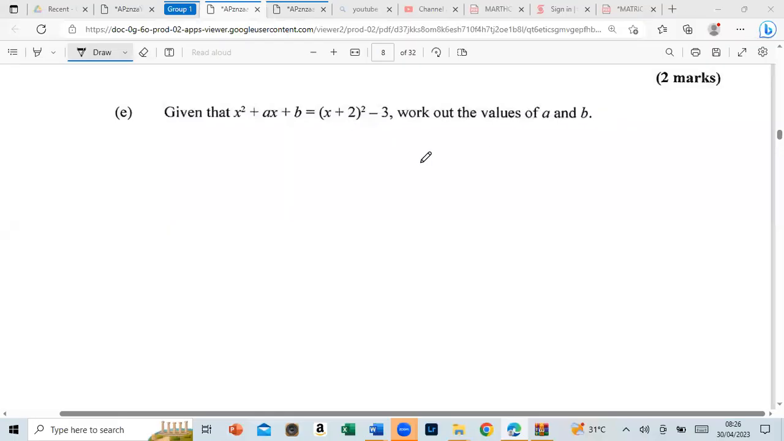All right, so it says, given that x squared plus ax plus b is equal to (x plus 2) squared minus 3, work out the values of a and b. So what they want us to do is to expand that bracket. That's my interpretation of it. And they said a and b are going to be the numbers here. So whatever we get, put a there, and b. So work out this (x plus 2) squared minus 3.